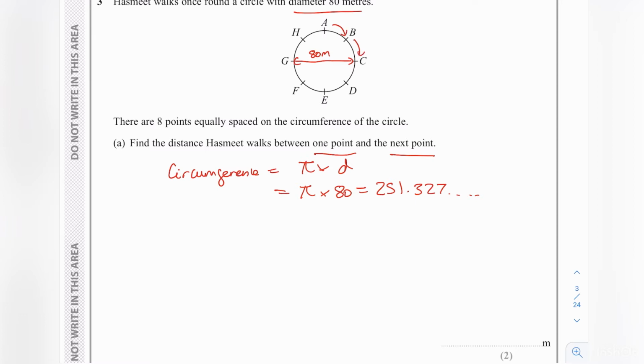So now we can count how many gaps there are to go all the way around. So we've got 1, 2, 3, 4, 5, 6, 7, 8. So if we divide that answer by 8, we'll get the distance between each of those marks, which is 31.14 metres to one decimal place. Doesn't specify, so as long as you've given the answer 31, 31.4, 31.41, etc., then you are fine.